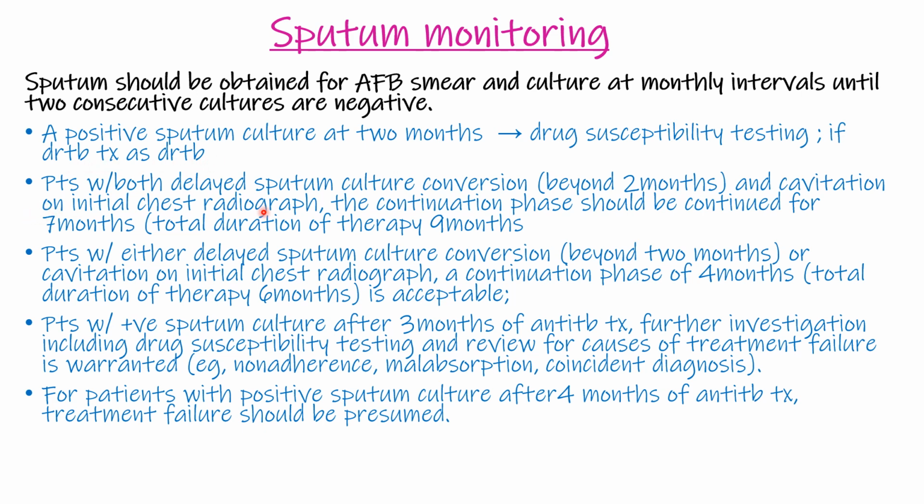So for patients with both delayed sputum conversion, that is, the cultures have not converted from positive to negative beyond 2 months, and cavitation on the initial chest X-ray, the continuation phase will have to be 7 months. Now you'll go a total of 9 months. Patients with either delayed sputum conversion beyond 2 months or cavitation on the chest X-ray, just one of them, the continuation phase will just be normal, that is 4 months.